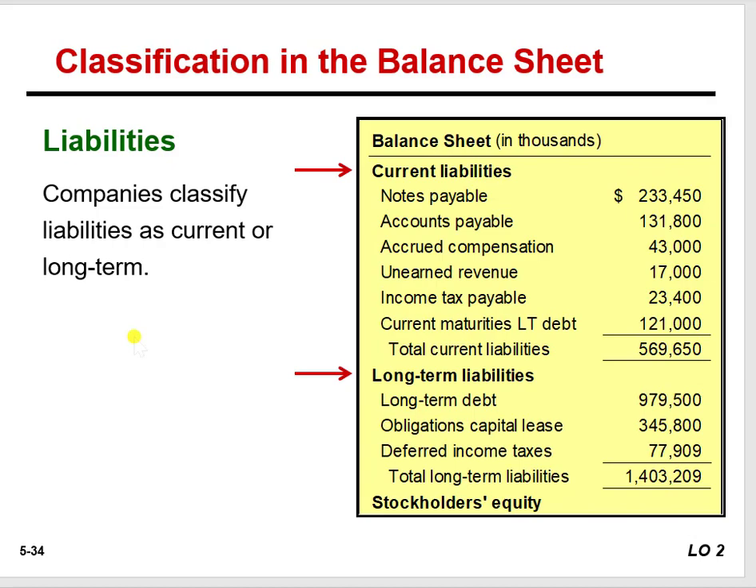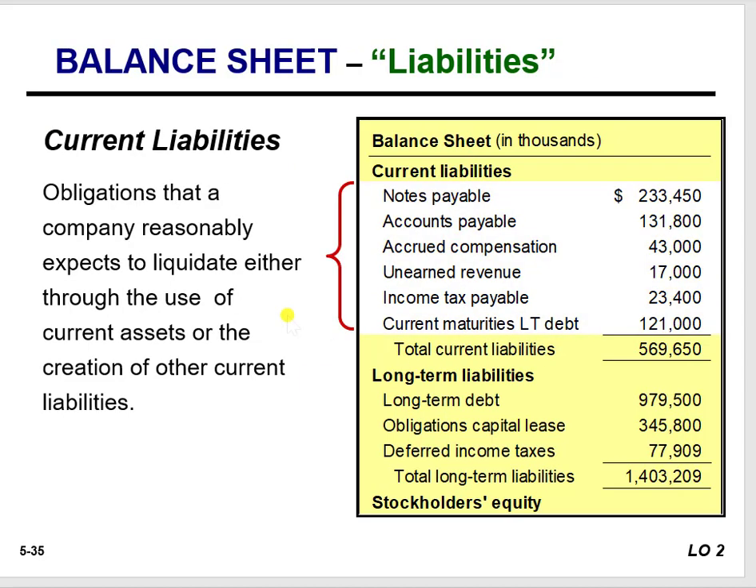So classification in the balance sheet of liabilities. And so companies classify liabilities as current or long-term. So here you have current liabilities and long-term liabilities. Current liabilities consist of notes payable, accounts payable, accrued compensation, unearned revenue, income tax payable, and current maturities of long-term debt. Makes up your total current section, and then you have long-term debt, obligations of capital lease, deferred income tax, making up your total long-term liabilities in this example.